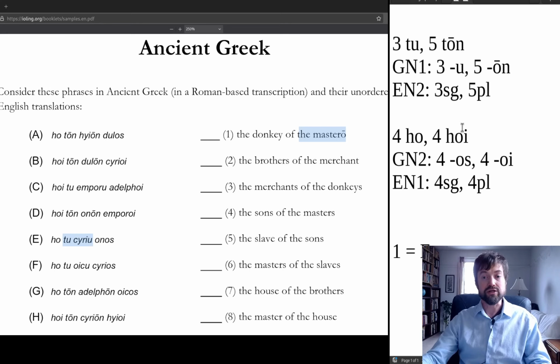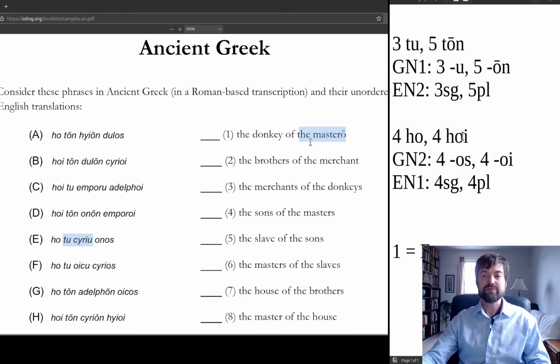But it also tells us that here we have onos, with the os ending, which before we didn't have information to separate singular and plural. But now we know the os, because we have the word donkey here, singular in English, corresponds with os being singular. So now we know that the os ending and the ho word correspond with the singular. So now we let the cascade flow, following those chains of logic using the information that we have.